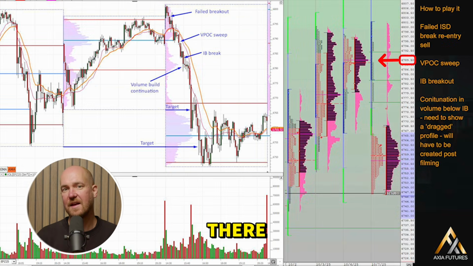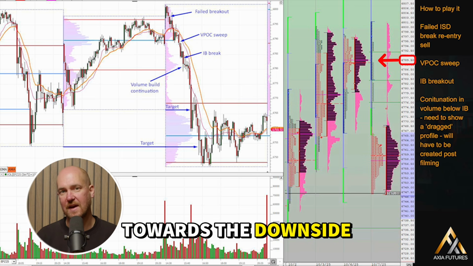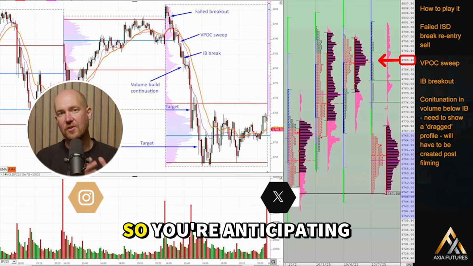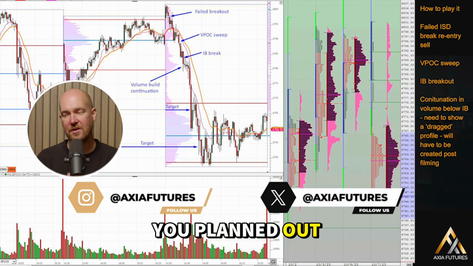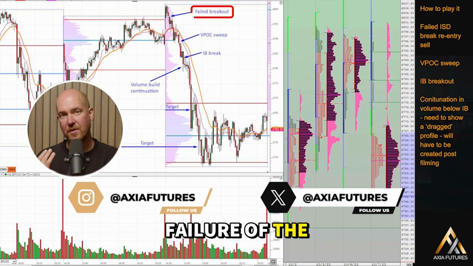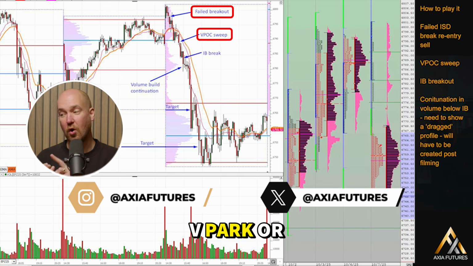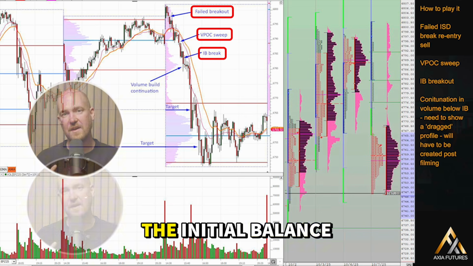Once you're through there, now you should get this flush towards the downside. So you're anticipating this already. You planned out your areas to get in. Failure of the previous day's breakout high, break through the VPOC, or you've got the break of the initial balance.